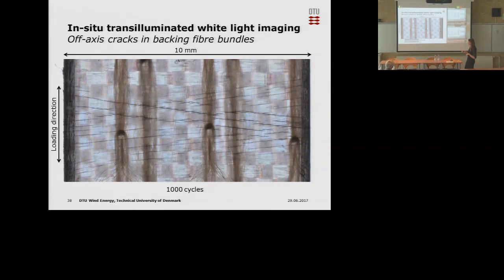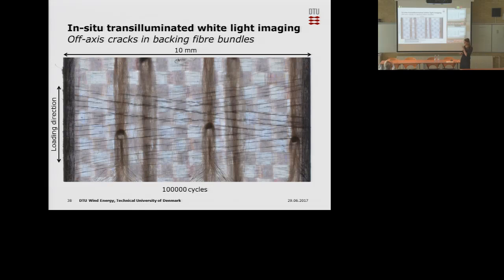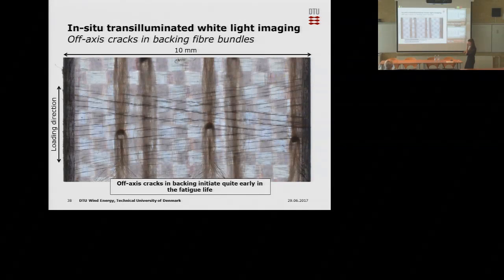This is very early in the fatigue life. Maybe the sample will last 3 million cycles or something. And then at 100,000 cycles, it looks like this, and at this point it started to saturate somehow. So all these off-axis cracks generally initiate relatively early.